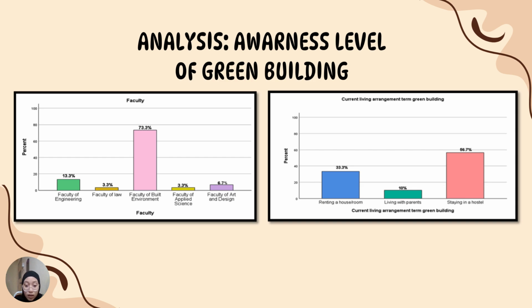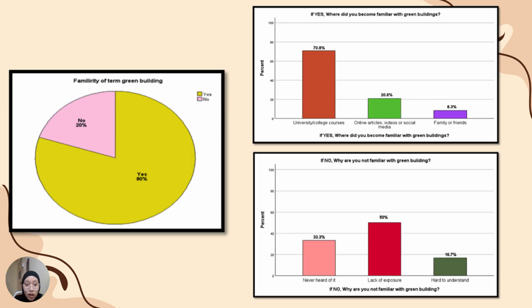Okay, next is familiarity with the term green building. From the chart we can see that the results show that 80% of students are familiar with the term green building, which means overall awareness is quite high. Most of the students became familiar with the term green building through university or college, which takes around 70.8%.